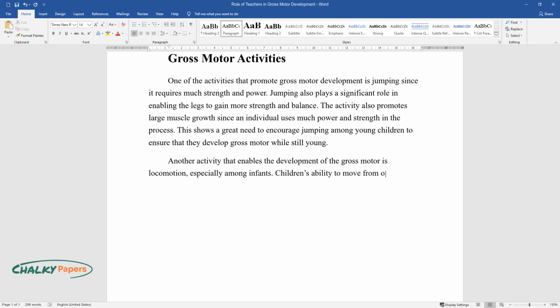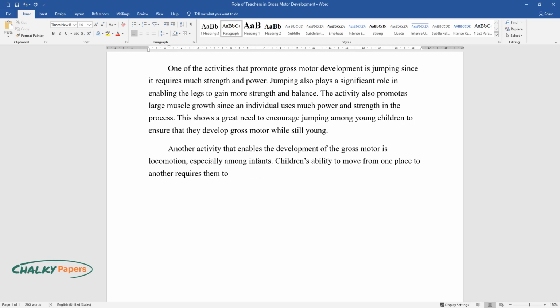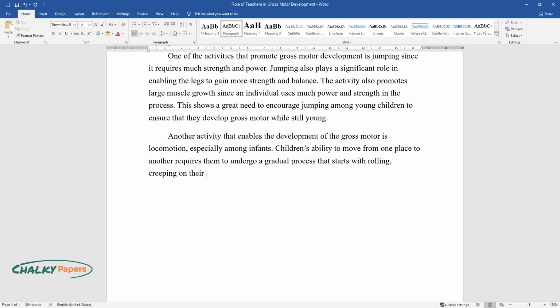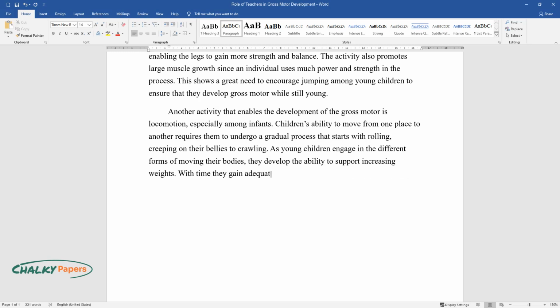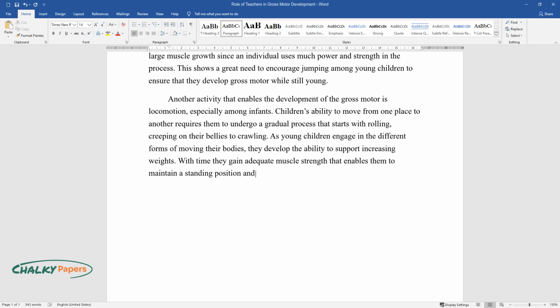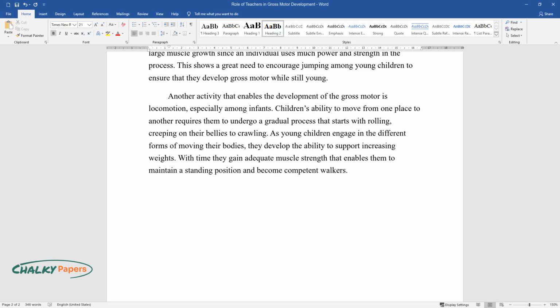Children's ability to move from one place to another requires them to undergo a gradual process that starts with rolling, creeping on their bellies to crawling. As young children engage in the different forms of moving their bodies, they develop the ability to support increasing weights. With time, they gain adequate muscle strength that enables them to maintain a standing position and become competent walkers.